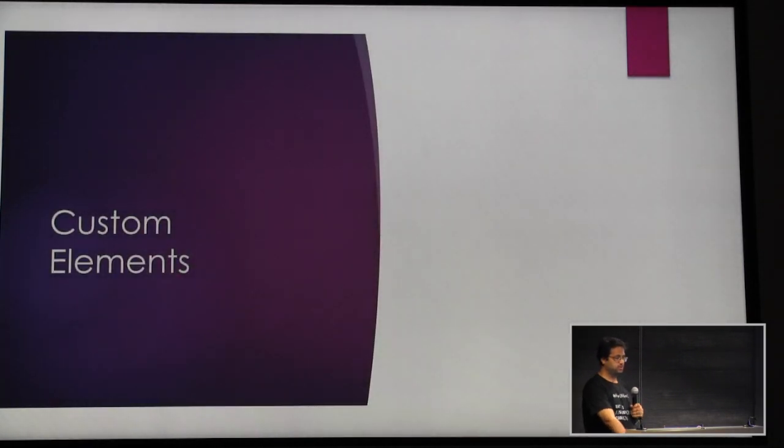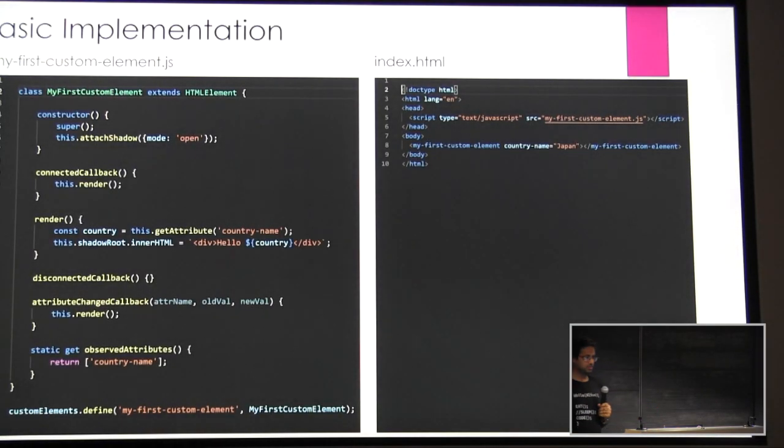Right. So let's dig a bit deeper into what custom elements are. This is the most basic implementation of a custom element. All that we need to do is declare an ES6 class. It has to be an ES6 class that extends HTMLElement. HTMLElement is an inbuilt type, so we just extend that. There are a number of hooks, as you can see.